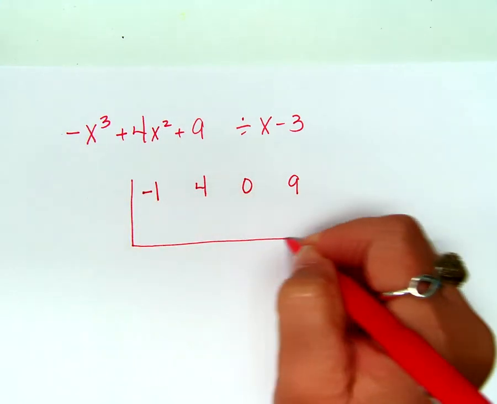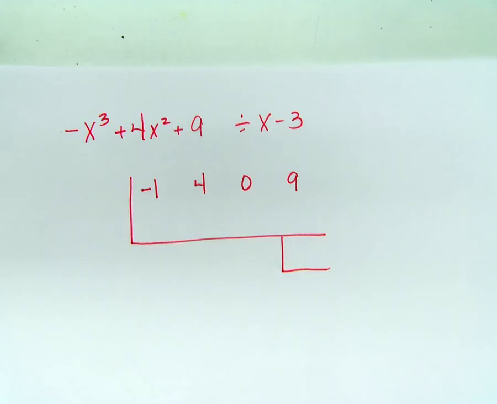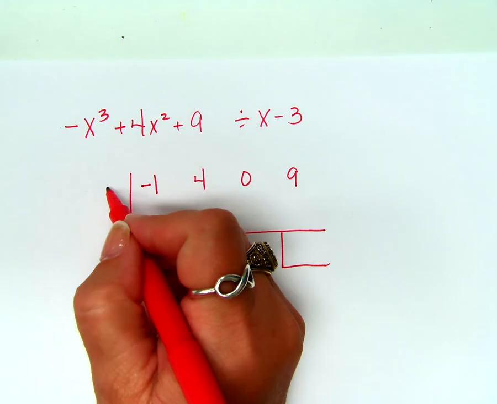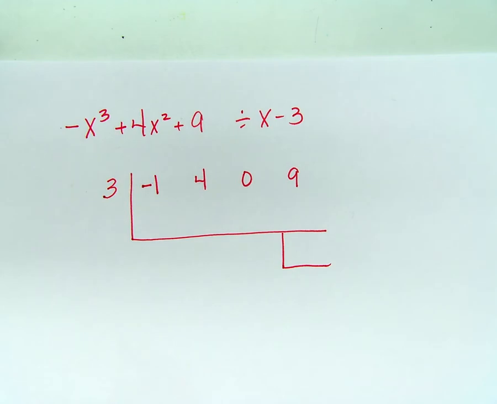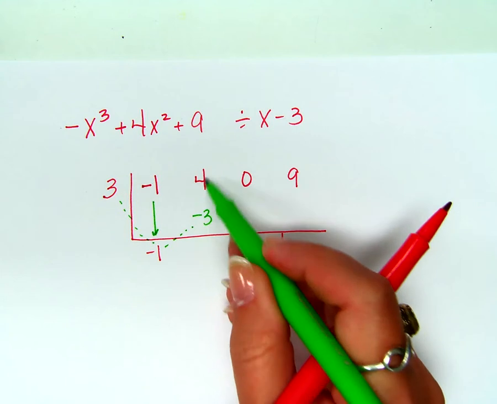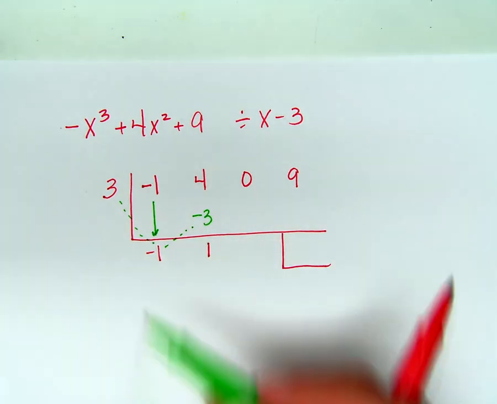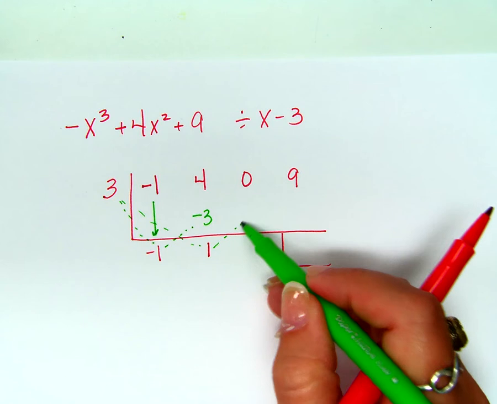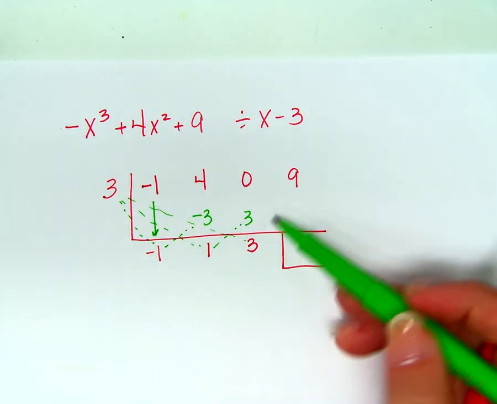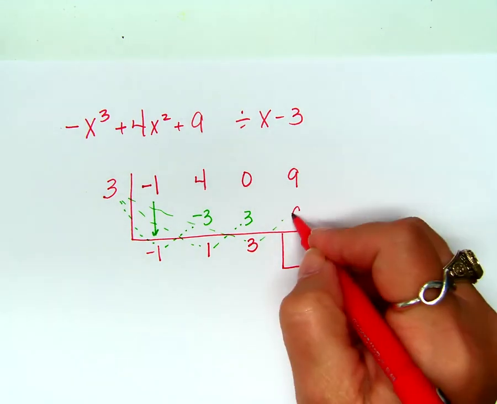Draw our division sign and our remainder sign, or line, or whatever you want to call it. What goes out here? 3. I'll try to go slow again. You ready? Bring it down. -1. Multiply. Write it right here. Add. Multiply. Write it right here. Add. Multiply. Write it right here. Add.